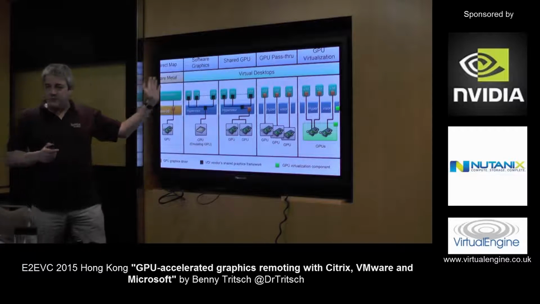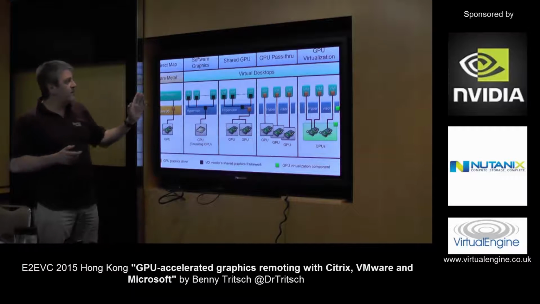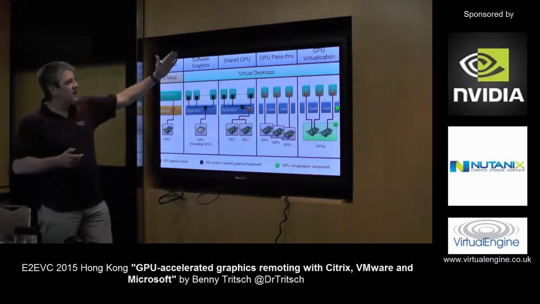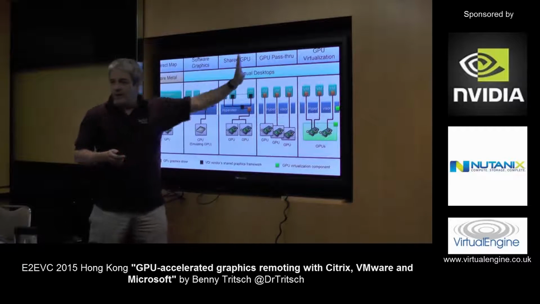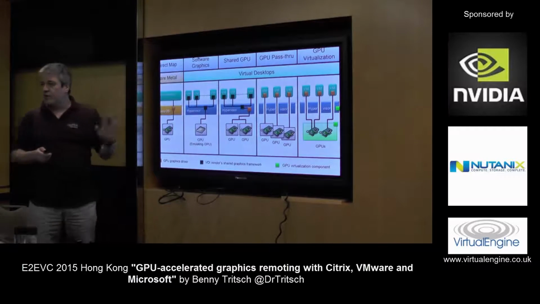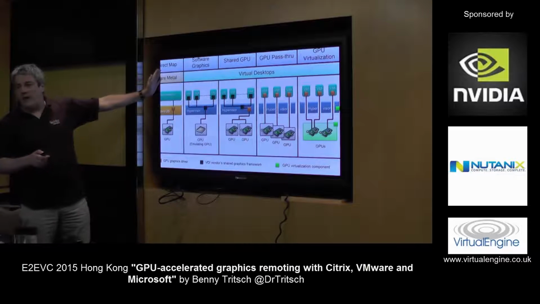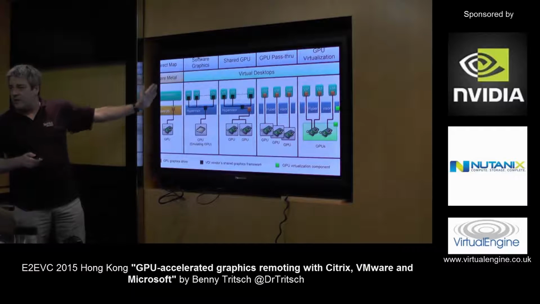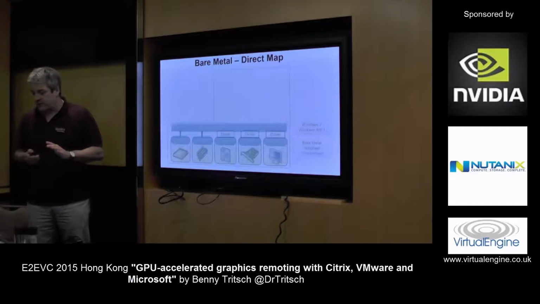So we have this spectrum, and Jack already showed us this spectrum. So we have software graphics, we have the shared GPU, GPU pass-through, GPU virtualization. I'm going to walk you through those and show you some examples, what that all means. But we also have the direct map, which means this is the bare metal. Let me show you how bare metal works.